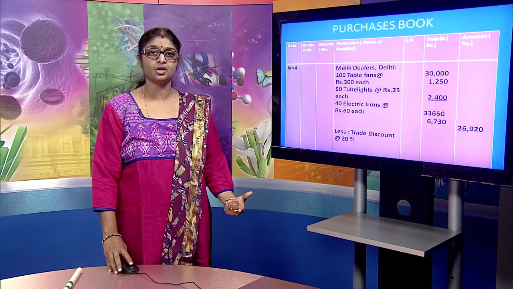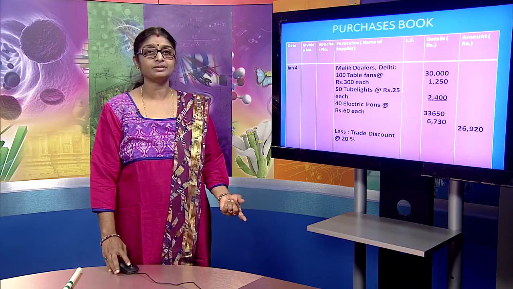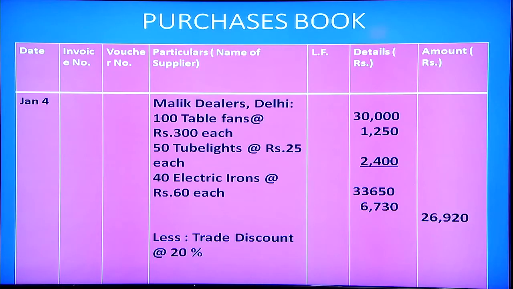So, in the Purchases Book, we have different columns, format we have studied. In that particular column, date column comes first. There you have to write the date. Then the name of the supplier, that is Malik Dealers, Delhi. Then the details, what you have bought. 100 table fans, 50 tube lights, similarly we have written. And how many rupees for each item, that is also to be mentioned in the particulars column. So 100 table fans at rupees 300 each.